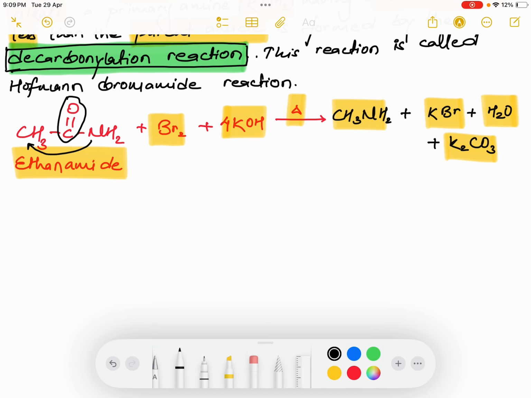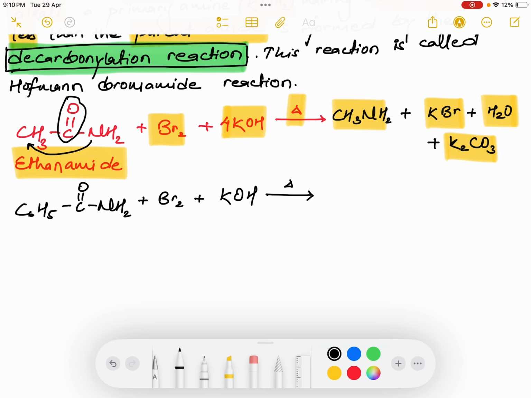Let me take another example. C6H5CONH2. So what is this? C6H5 is benzene ring. CONH2 being treated with bromine and KOH, and you need to heat it.